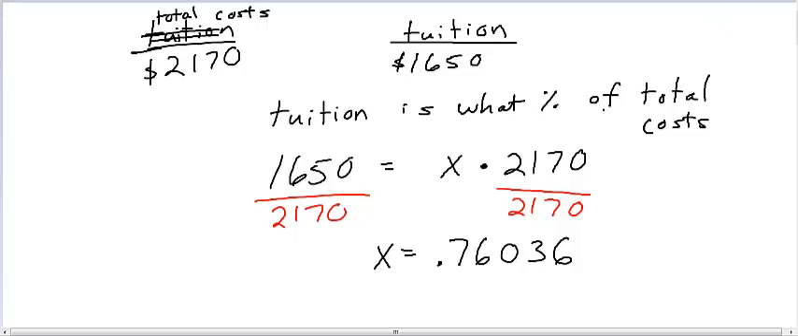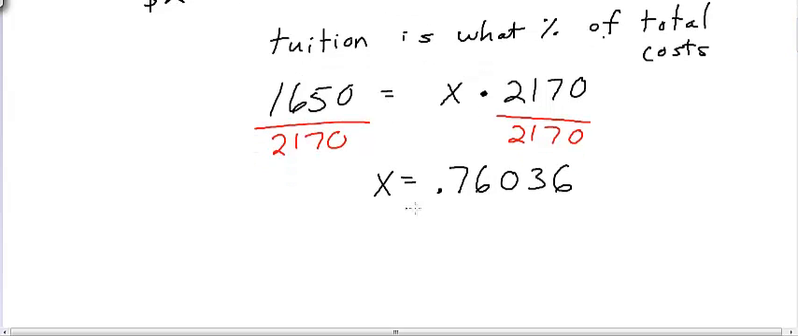Next, I need to convert this to a percentage. Currently it's in decimal form. So to change it to a percentage, I multiply this value by 100. Now, as a general rule, I'm going to round my percentages to the nearest tenth of a percent. So I use my rounding. After moving my decimal point 2 spaces to the right, that would put my new decimal point between the 6 and the 0.